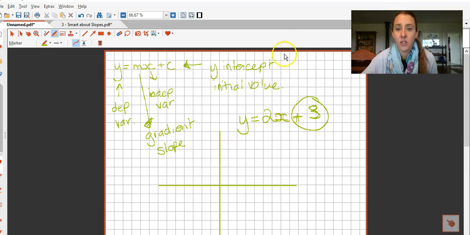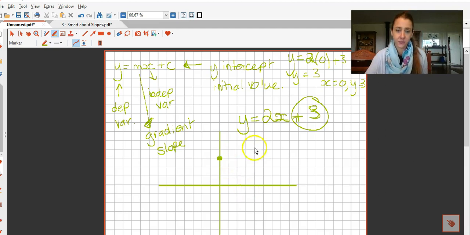So now I know that plus 3 is where it's going to cross over my y-axis. And that's because if I substitute in where x equals 0, so 2 times 0 plus 3. So 2 times 0 is 0 plus 3, so y is going to be equal to 3. So where x equals 0, y equals 3. Alright, so x is 0, which is here, and I go up 3. So I'm going to hit my y-axis there.